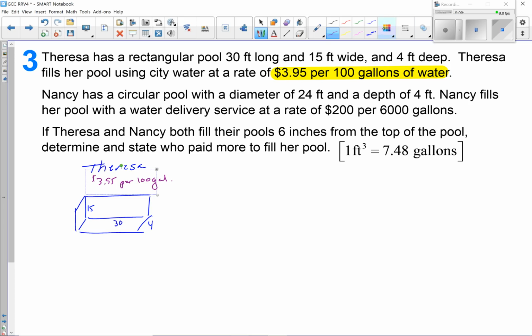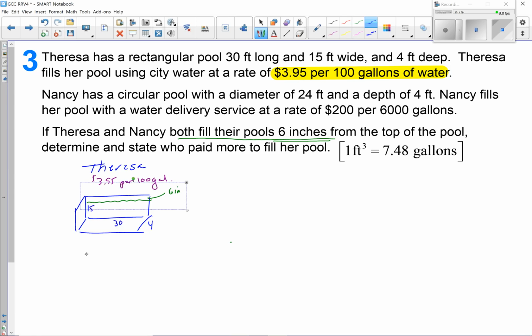The other thing that's important, and they make it a little tricky because they don't put it in the beginning, they put it down here. It says Teresa and Nancy both fill their pools 6 inches from the top. So if we've got the water line here, that's 6 inches, right? So that means it's no longer a depth of 4. The water is not 4 feet deep anymore. The water would only be 6 inches less than that. So I'm going to have a new depth of, sorry, 3.5.